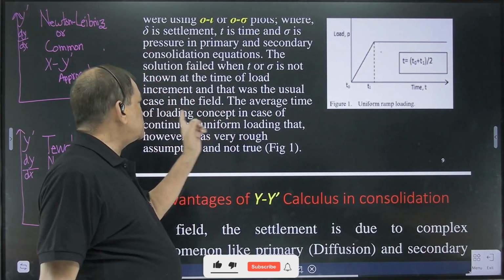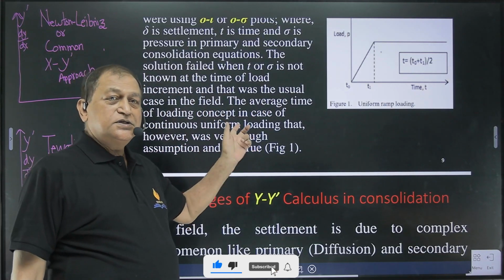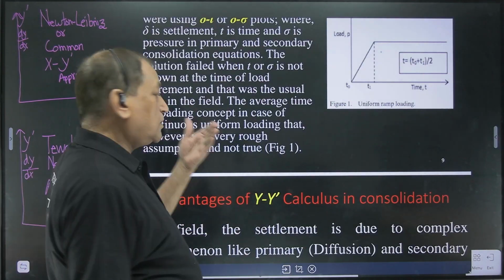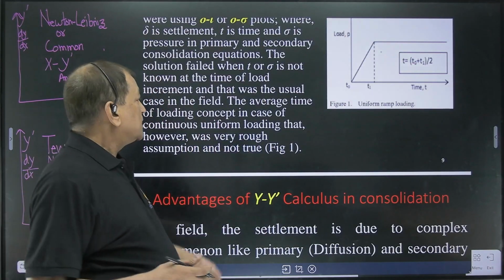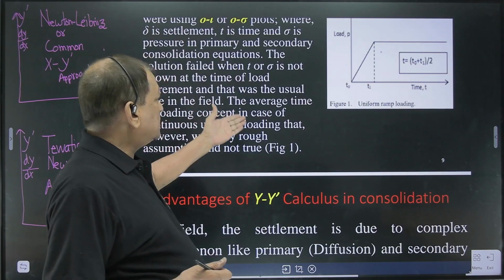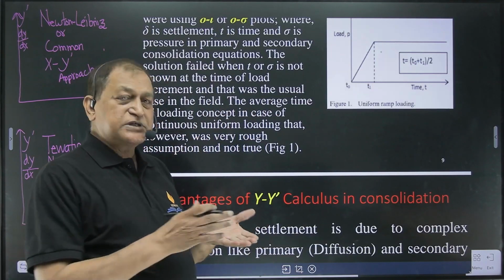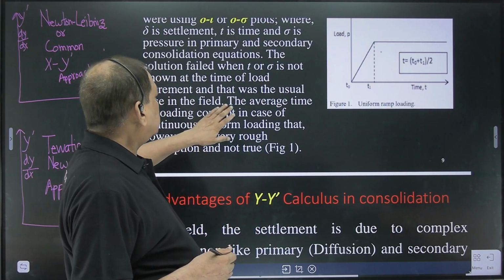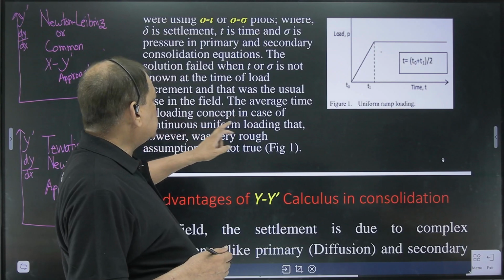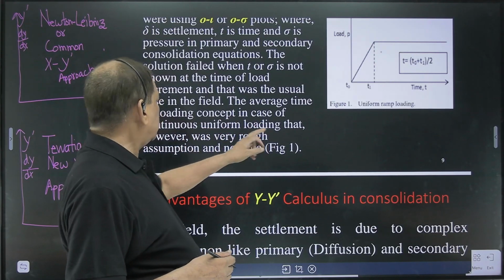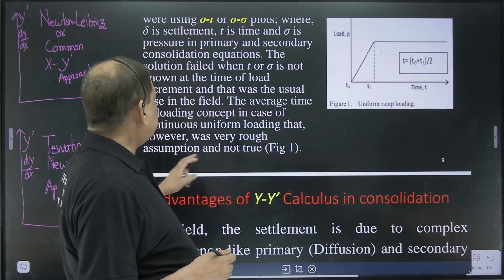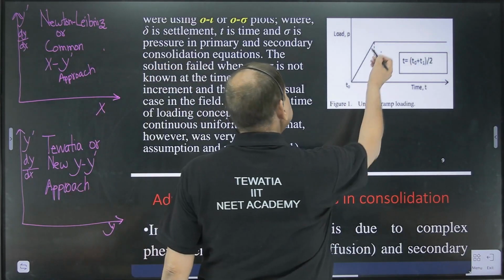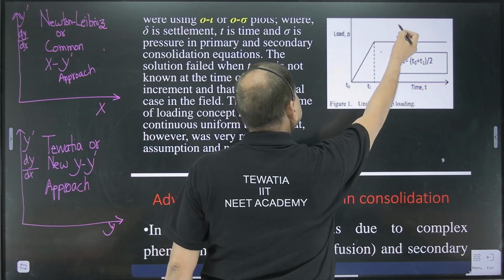And that was the usual case in the field. Incidentally, it was a usual case that time and pressure were not correctly known. All equations were based on the assumption that at this time it started, or with this pressure it started. The average time of loading concept, in case of continuous uniform loading, was however a very rough assumption and not true. In this case, suppose this consolidation is in progress, at the same time load is also increasing.